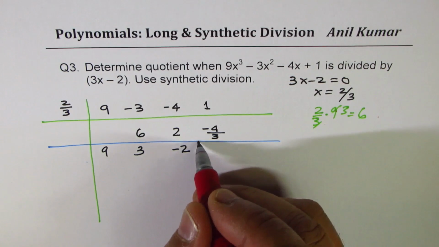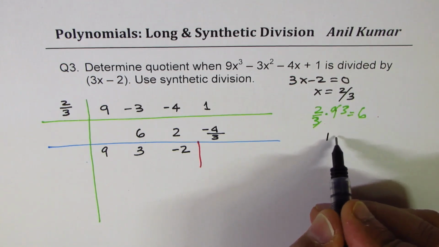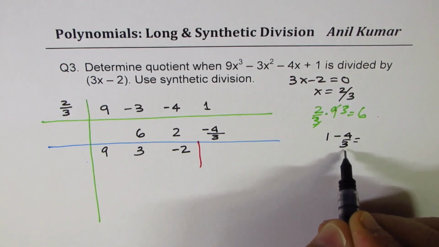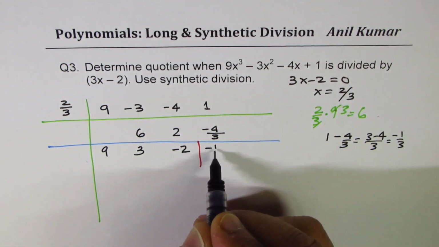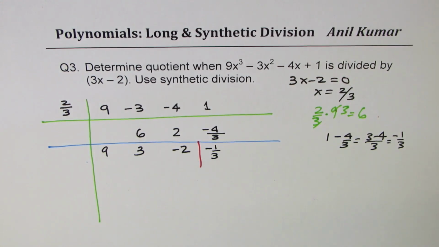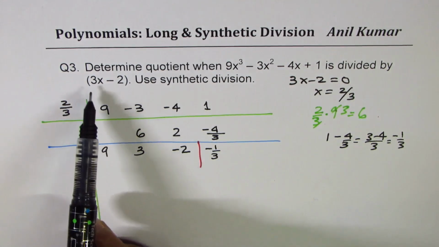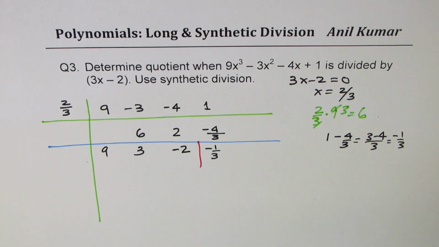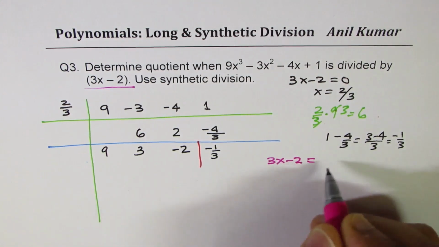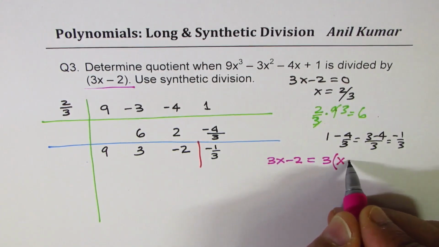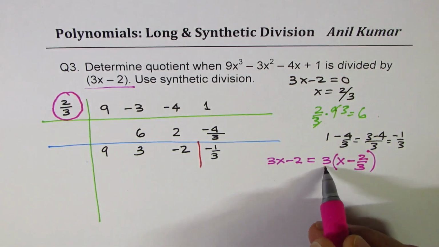So what is the remainder? When you add these, the remainder is, we are doing 1 minus 4 over 3, right? So when you add these, you get 3 minus 4 over 3, which is minus 1 over 3. So you get minus 1 over 3 as the remainder. Now it is important to note that you actually divide by 2 over 3. So if you look into the divisor, let's look into this divisor. It is 3x minus 2. So what you did was, you took 3 common, you're left with x minus 2 over 3. And that is this 2 over 3. You did not divide by 3.